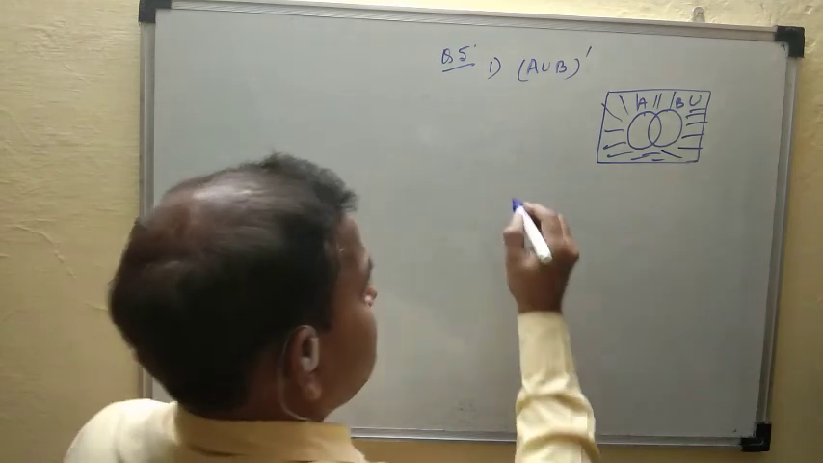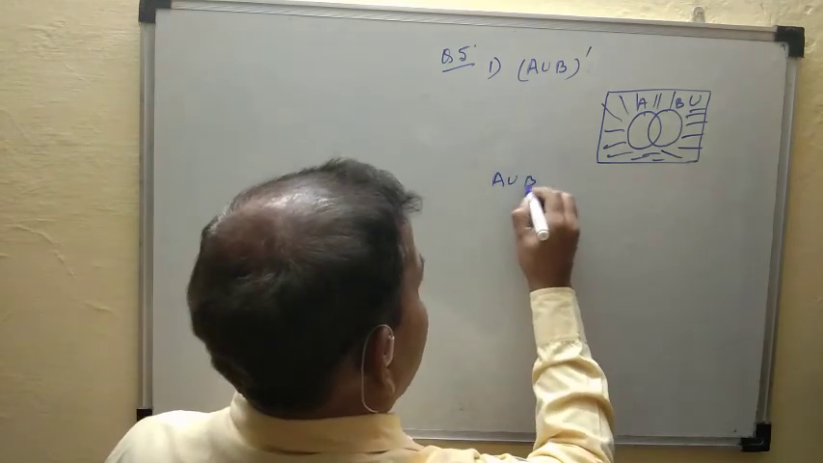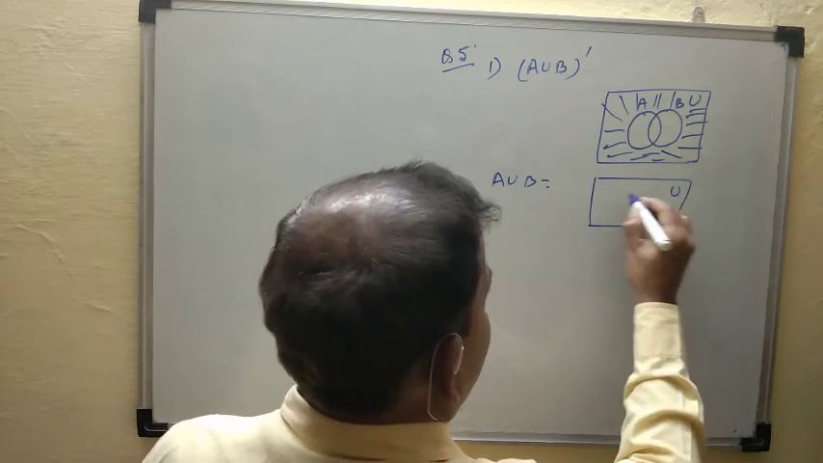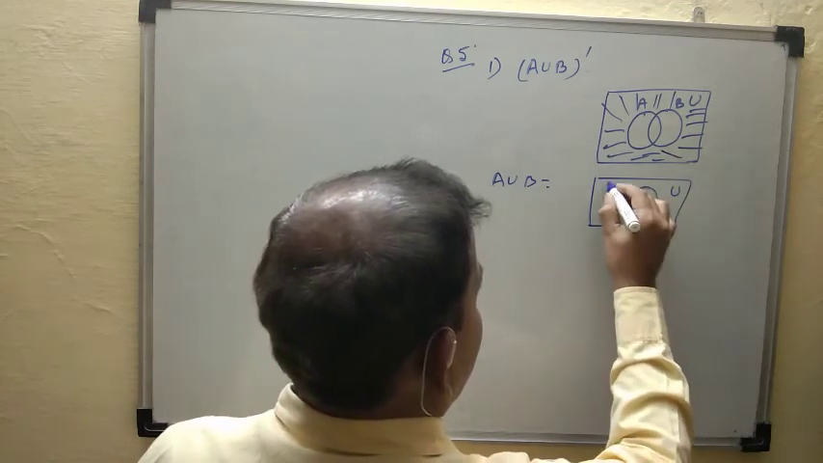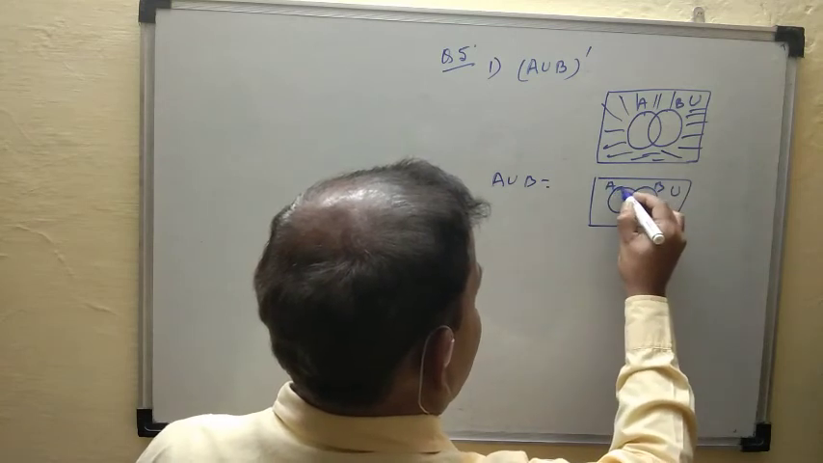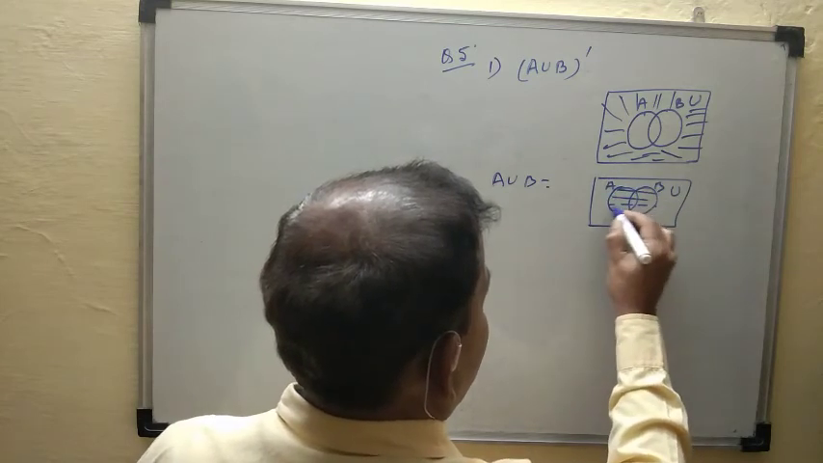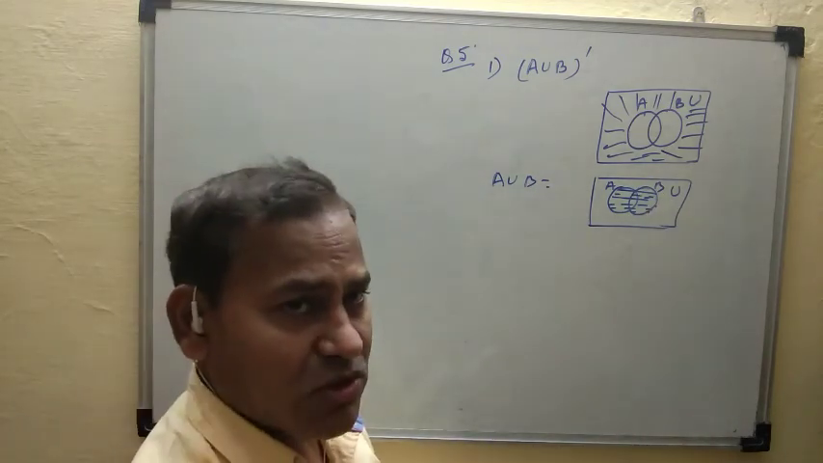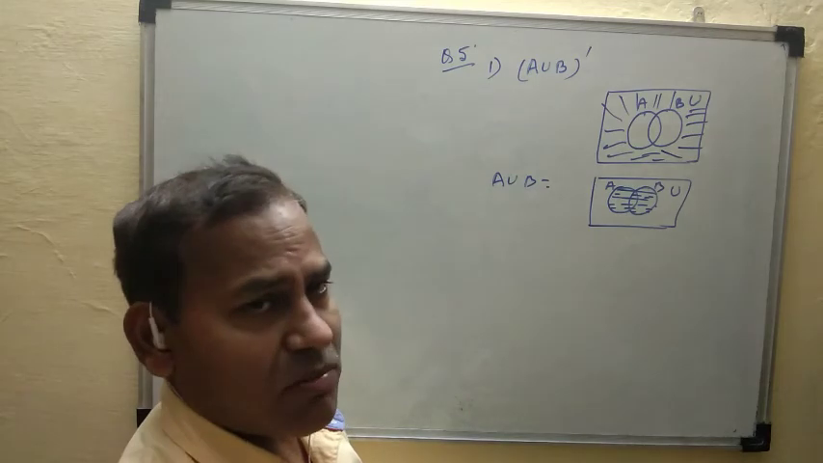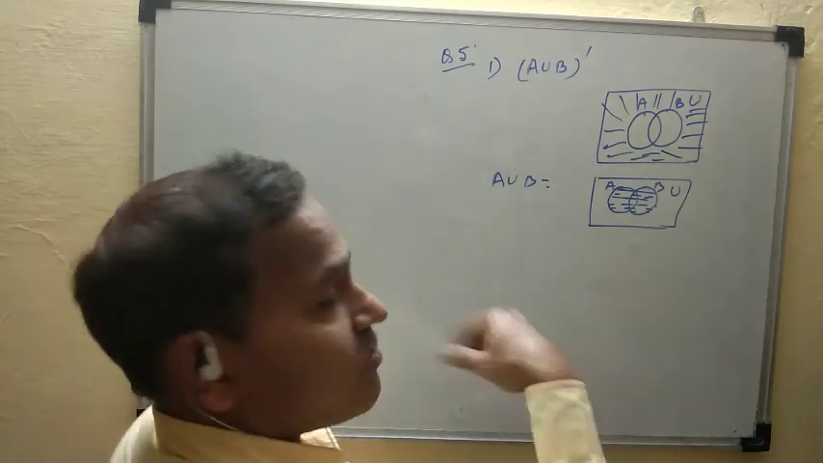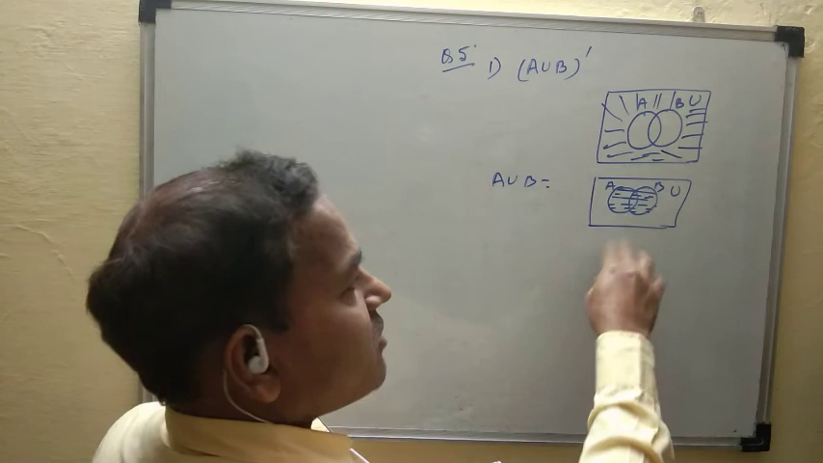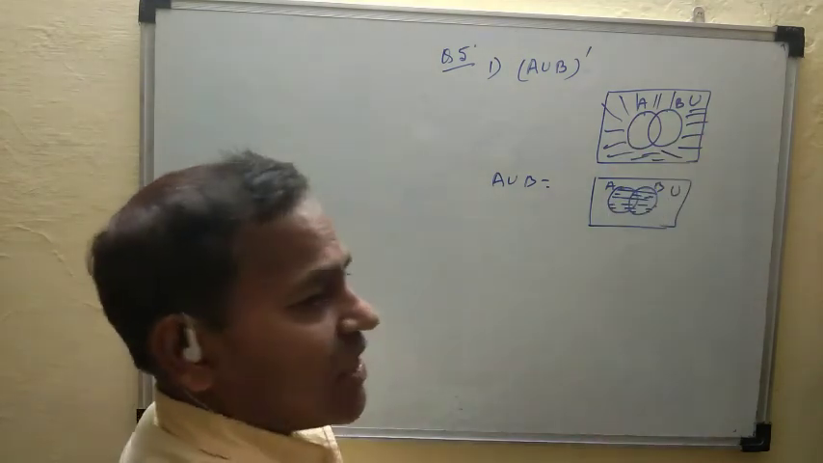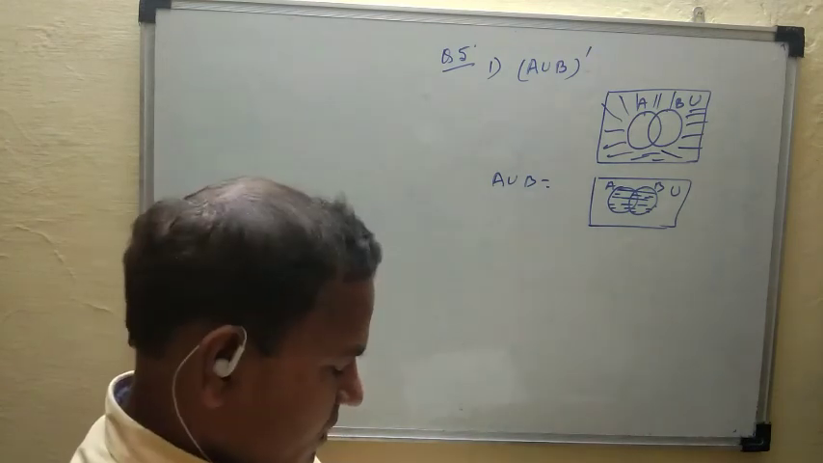So this part is the Venn diagram of (A union B) whole complement, that is, outside of A union B. The Venn diagram of A union B: the universal set, A and B. This whole part is the Venn diagram of A union B, because we combined A and B, and its complement is outside of this Venn diagram, that is this whole part. So this is the Venn diagram of (A union B) whole complement.